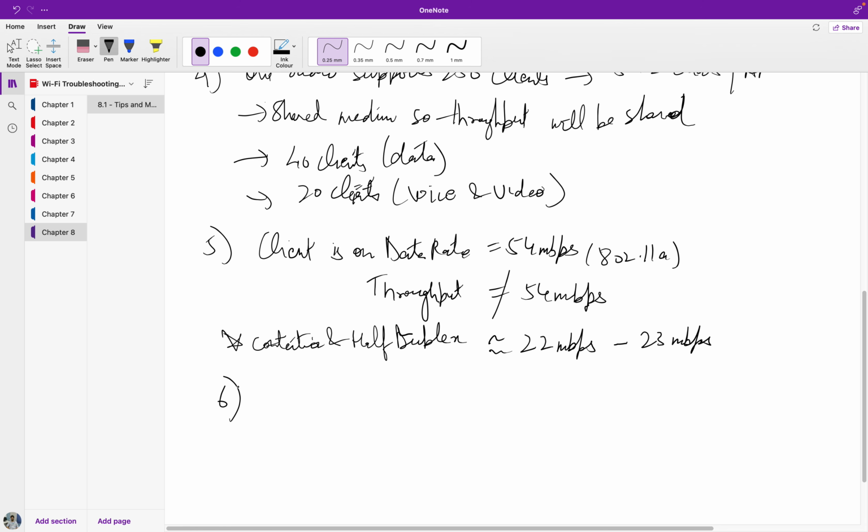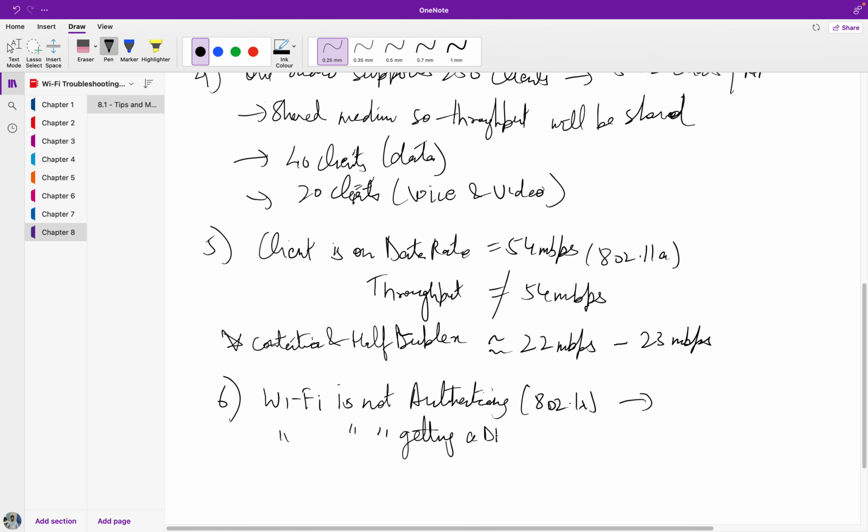Now, the other 3 points are kind of connected, so I'm going to put them in one. My Wi-Fi client is not authenticating on 802.1x. My Wi-Fi client is not getting a DHCP address. My Wi-Fi client is not able to go to the internet.